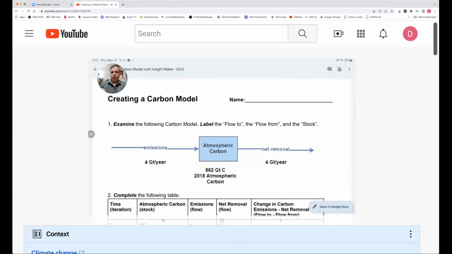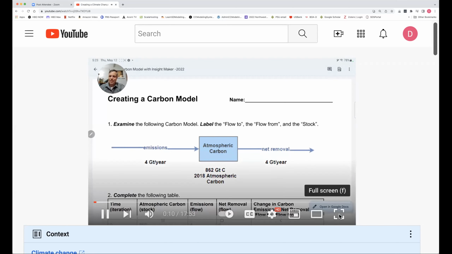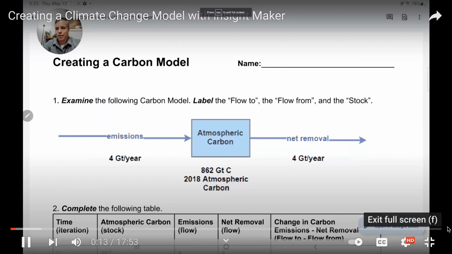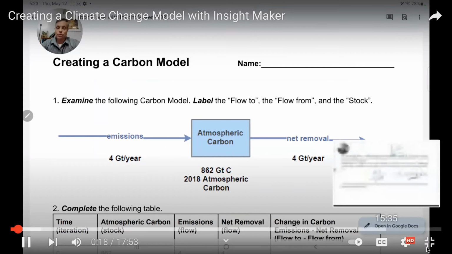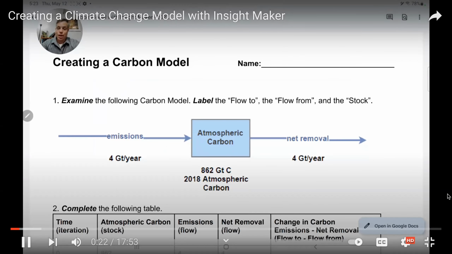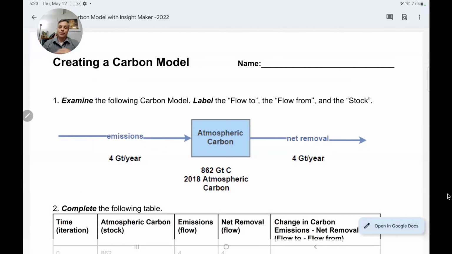I'm going to show you how I use climate change modeling in my classroom. This lesson that I'm going to do takes about 3 days, and my students have already created system dynamics models with Insight Maker before, but this is really the first main introduction to using Insight Maker and having them build their own models. So they're going to make this very basic model. First thing I do, though, is we just start off with paper and pencil.